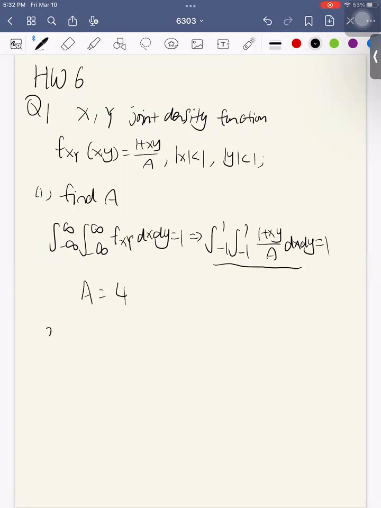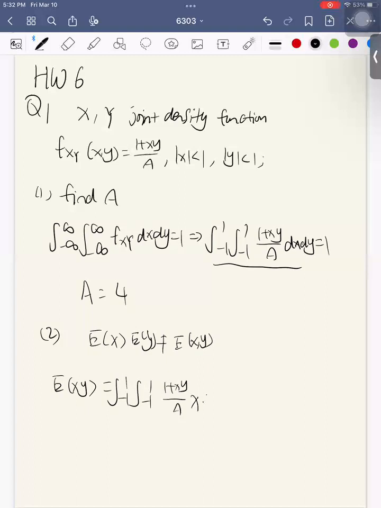And the second question asks us to find if X and Y are uncorrelated. First we need to know that if they are uncorrelated, then they satisfy this rule. So now all we need to do is find E[XY]. For finding this, we can do the integral like this. Since we already know the A from the previous question, we can solve this integral, and the result is equal to 1/9.